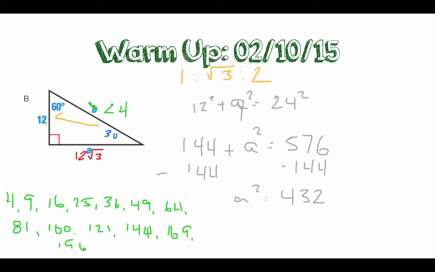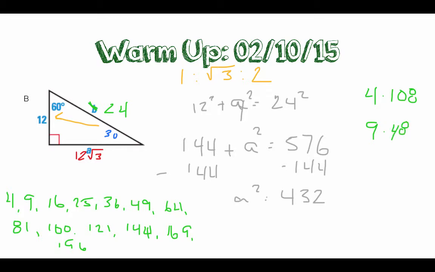And now let's just figure out what factors have perfect squares in them here. So we'll go 432, and we'll divide it by, say, 4. And that comes out to 108. So we have 4 times 108 as an option. Let's try 432 divided by 9. We get 48, so 9 times 48.